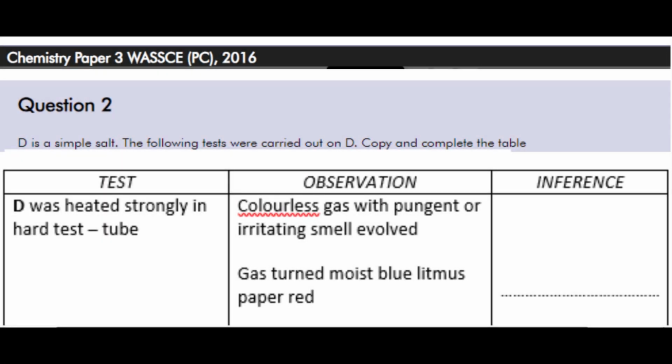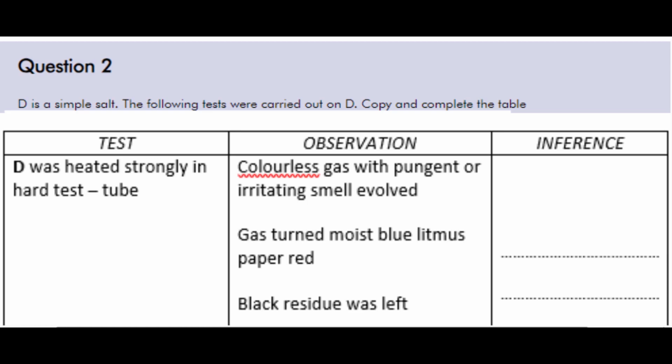Question 2. D is a simple salt. The following tests were carried out on D. Copy and complete the table. Test: D was heated strongly in a hard test tube. Observation: Colorless gas with pungent or irritating smell evolved. Gas turned moist blue litmus paper red. Black residue was left. Alright, let's analyze this question.